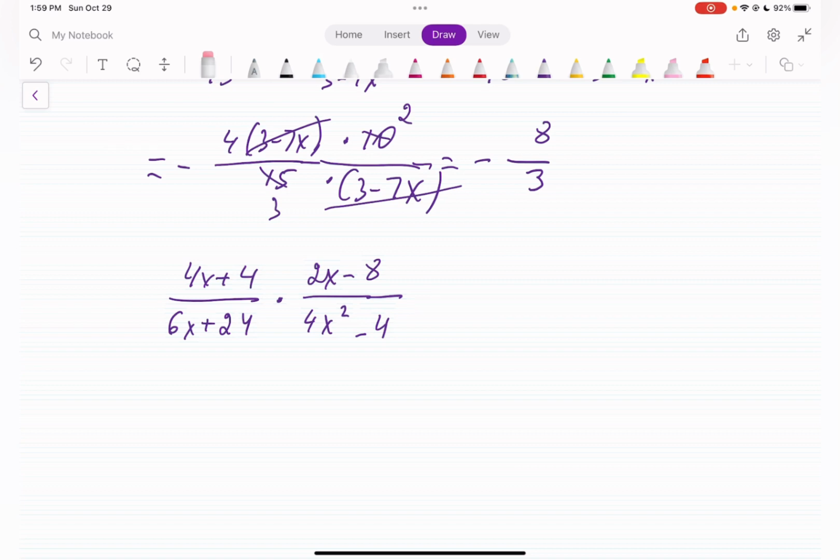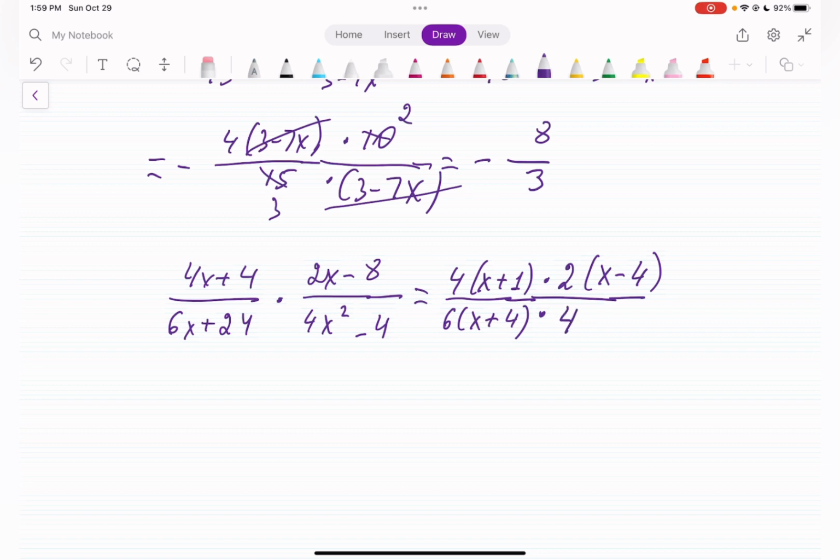So 4x plus 4, I'm going to take 4 as a common factor and I will get x plus 1. 6x plus 24, I can take out 6 and I will have left x plus 4, right? Every term divided by 6. 6x divided by 6, x will be left. 24 divided by 6, 4 will be left. Okay, multiply. 2x minus 8, I can take out 2, will be x minus 4. 4x squared minus 4, I'm taking 4 out, x squared minus 1.